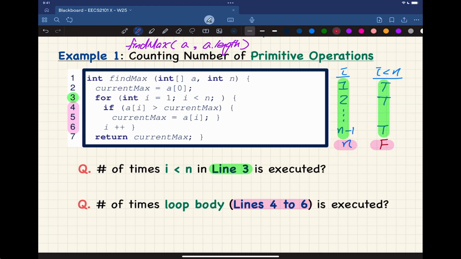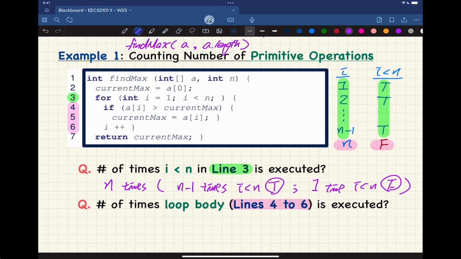So the answer to the first question should be n times. To be more precise, n minus 1 times where i less than n evaluates to true, and also 1 time i less than n is evaluated to false. The first question is very important. What about the second question? n minus 1, good, right? As long as it's true, then it should be good. All right, n minus 1.